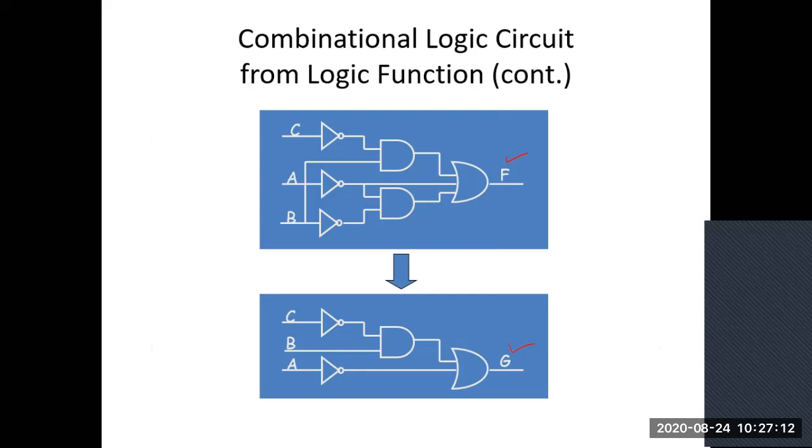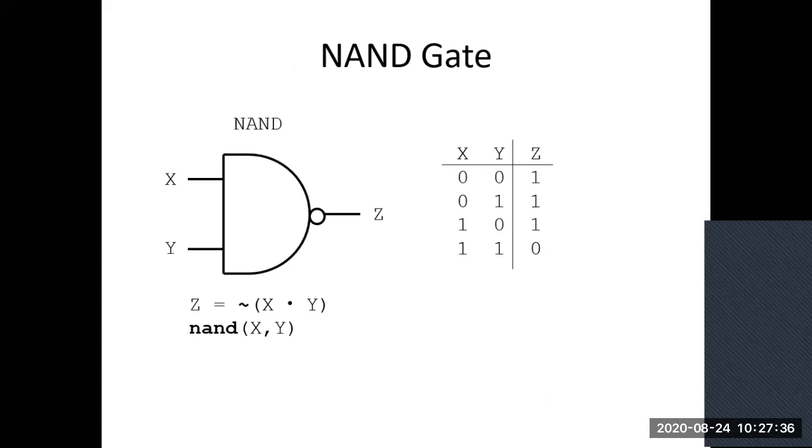So what you can see is that in the first one, I am using 1, 2, 3, 4, 5, 6 gates, and in this second example I am using only 4 gates. So implementation with 4 gates means I have reduced the cost by 2 gates. And the second thing is I have reduced the size also. And the third thing is I have reduced the propagation delay from input to output also.